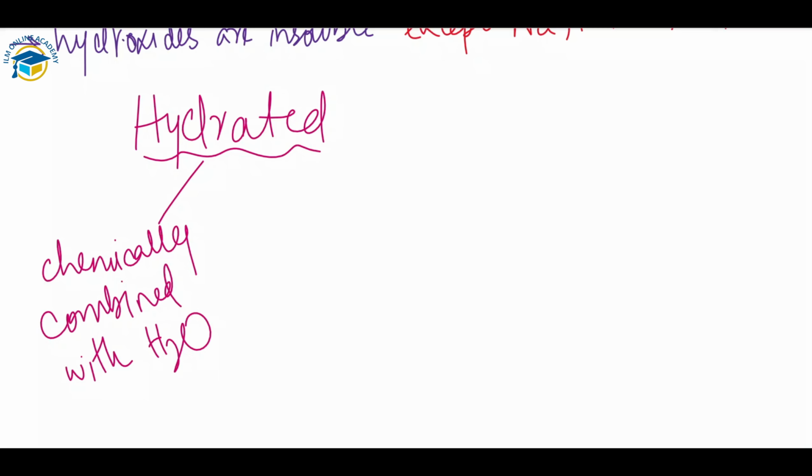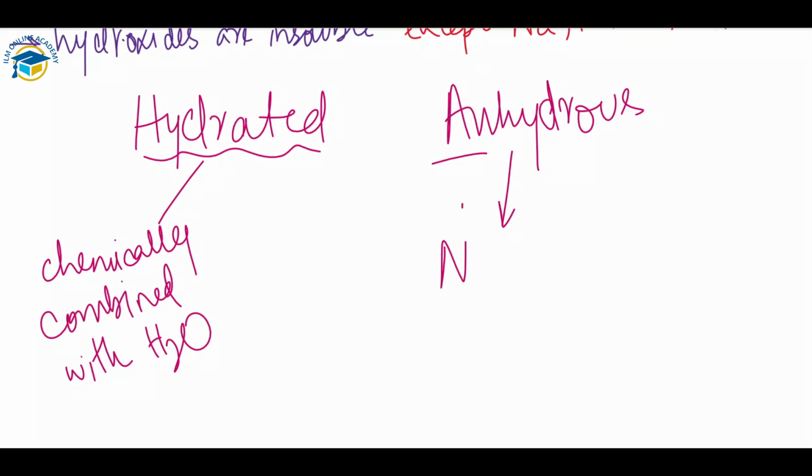Next we have anhydrous. You can see here the prefix "an" before this one, that means absence. So anhydrous means the substance that contains no water in it. So that is the anhydrous substance.